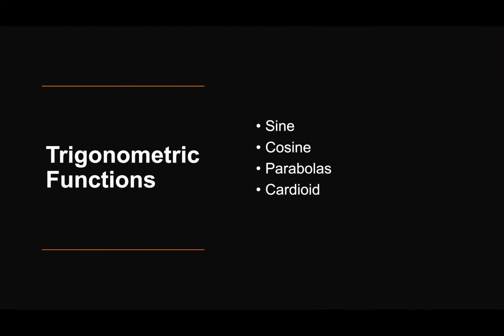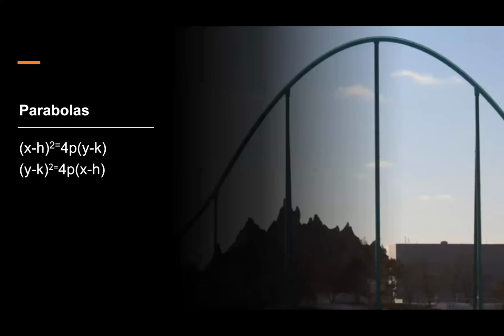And so some trigonometric functions which can be used are sine, cosine. You can use parabolas, cardioids. So parabolas can be used. This is the standard equation of a parabola. There's the two. So they can make variations with different slopes.